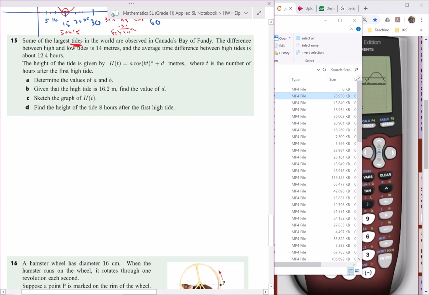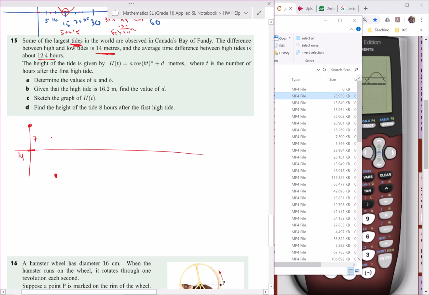So in this case, they're observing that the difference between high and low tides is 14 meters. The average time between high tides is about 12.4 hours. So if we think about what this graph would look like, this is high tide, low tide, and they're saying the difference between those two points is 14 meters, meaning this distance between them is 14, which means the actual amplitude is going to be half of that, 7, right?